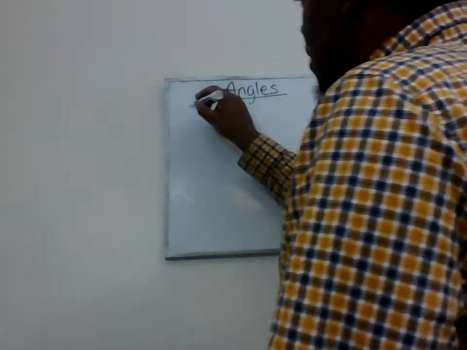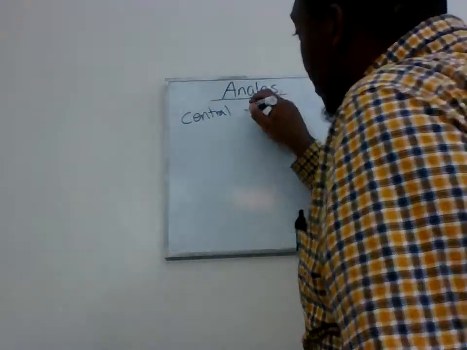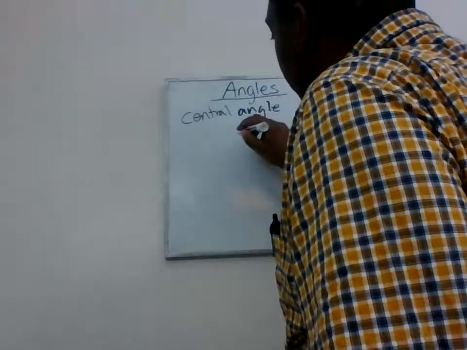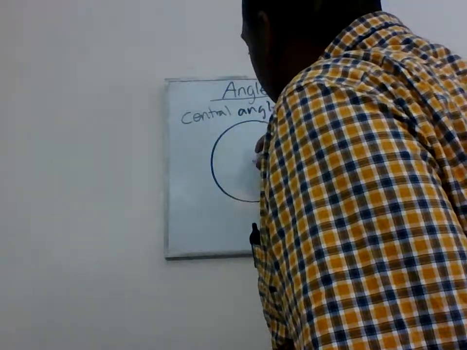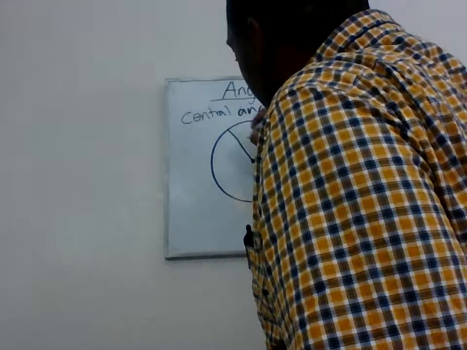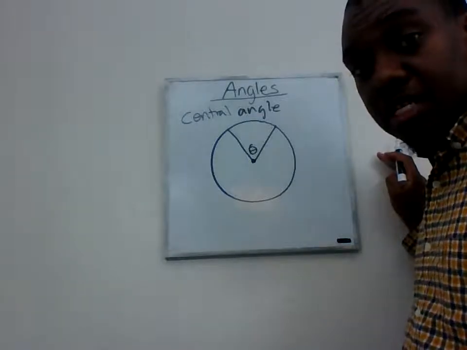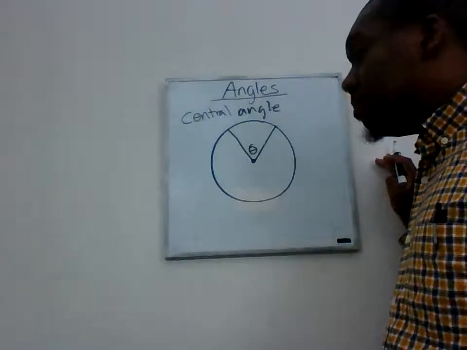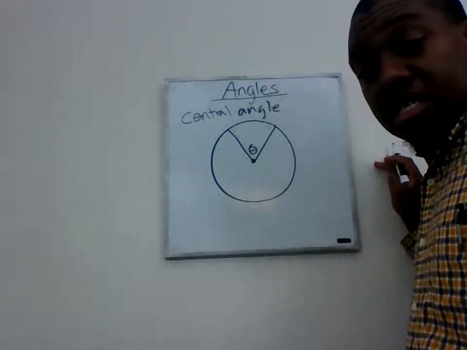We've already looked at this before, but let's look at it again. So a central angle. So this is a central angle. It's an angle whose vertex is on the center of the circle, or is formed by the center of the circle. So yeah, that's a central angle.